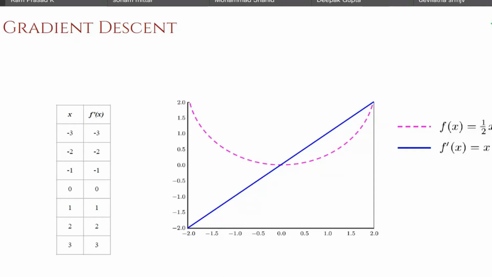So the well-defined procedure is: you randomly pick a value of x. We don't know what the right value is, but we can start by randomly picking a value, then put it in the first derivative and see what it evaluates to. So let us say we randomly pick minus 1.5, and put minus 1.5 in the first derivative expression. So f prime of minus 1.5 will be minus 1.5.